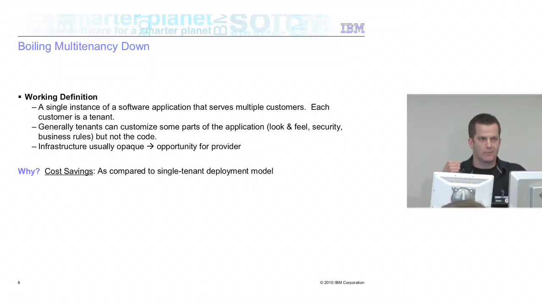But what am I actually trying to achieve here with multi-tenancy? From a working definition, it's really just a single instance of a software application that serves multiple customers, and each of those customers is a tenant. So what you want is as much non-duplication as possible, and at the last possible point, which is typically just state or configuration or so on, that's where you end up having duplication or multiple copies. But beyond that, you want to be sharing as much as humanly possible, or machinely possible, right?